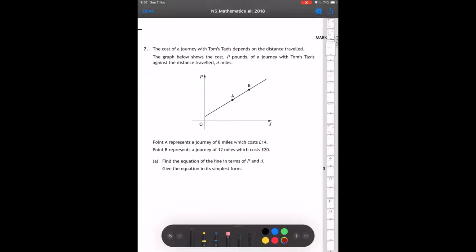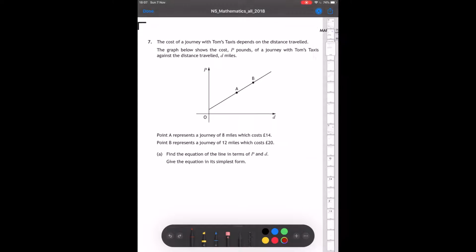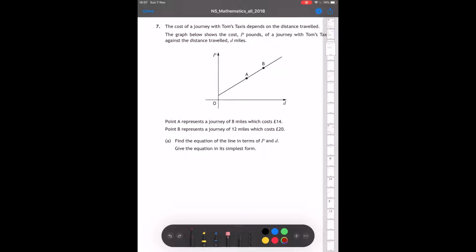Straight line. Question 7. So, first step to do this is we just need to get our points down. Point A represents a journey of 8 miles which cost £14. Now, our pounds is on the y-axis and our miles is on the x-axis. So point A, we need to transfer this into x and y. So the x value is the miles, so that's 8. Then the y value is the pounds, so that's 14.